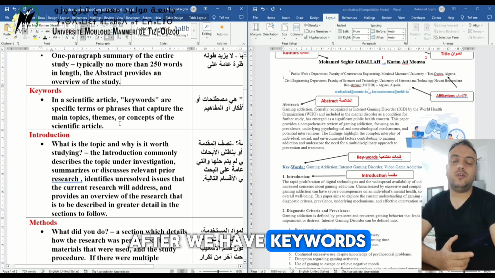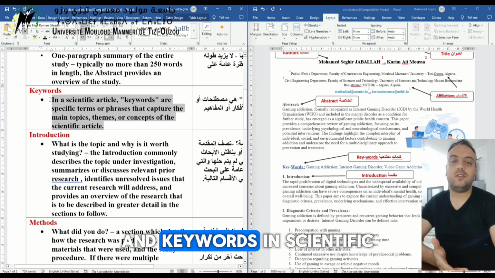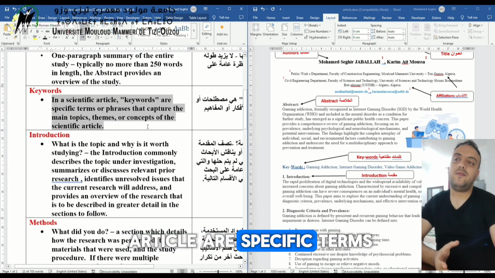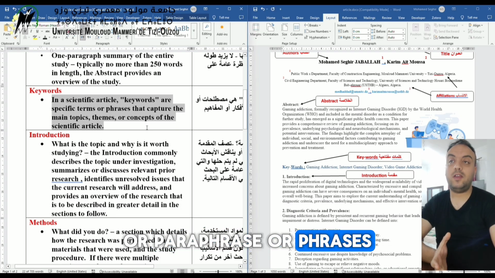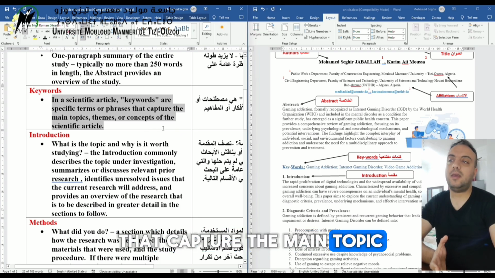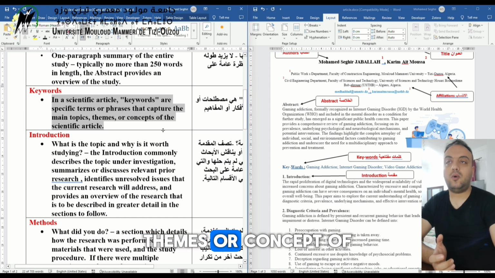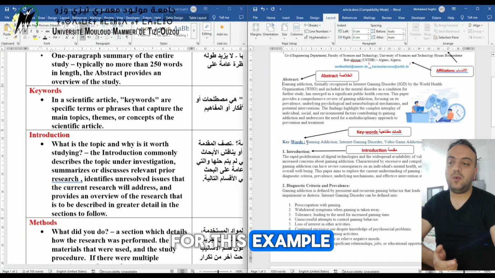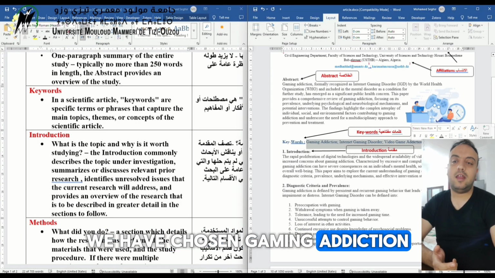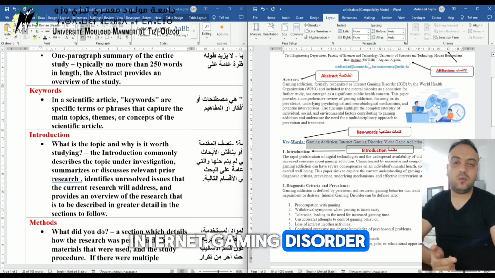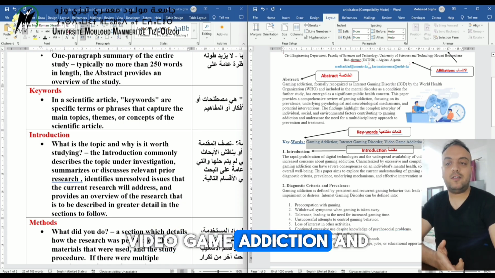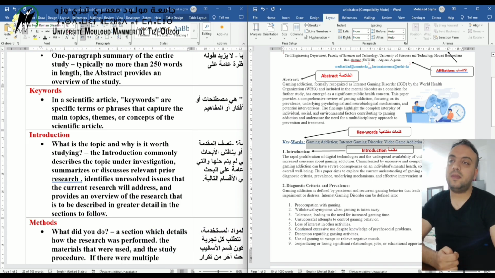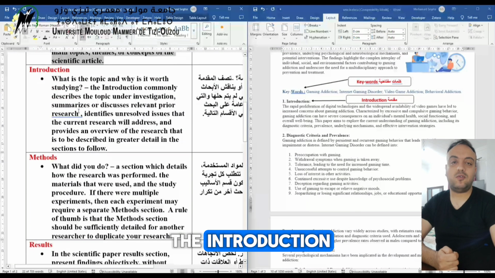After that we have keywords. Keywords in a scientific article are specific terms or phrases that capture the main topic, themes, or concepts of the article. In this example, we have chosen gaming addiction, internet gaming disorder, video game addiction, and behavioral addiction.